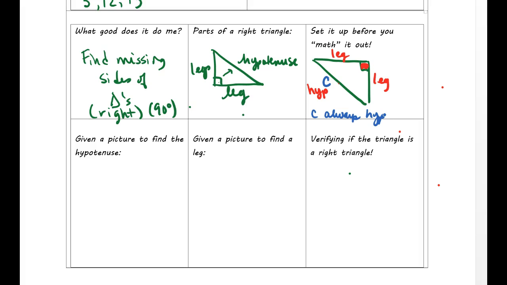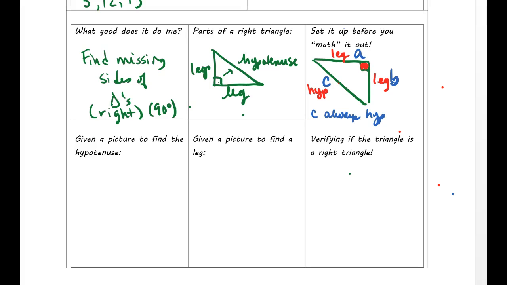C, always the hypotenuse. Now A and B, you can put them wherever you want because A and B are just legs. So I don't know, eeny, meeny, miny, mo. I'm just going to put A up here and B down there. It doesn't really matter. So set it up first. That way when it's time to use the formula, it will be easy to use.